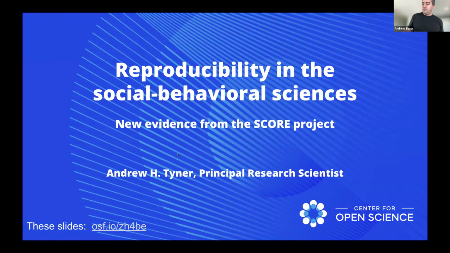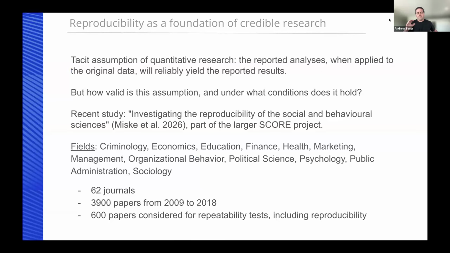So I'll present some data today and findings from a new paper that we just published. But I want to start first with stepping back for a second and asking why we care about this in the first place. And I think it's an implicit assumption of most of what we do when we read quantitative articles that we assume that if we take the analysis as described in the paper and apply it to the data as described in the paper, that we will get the exact same results.